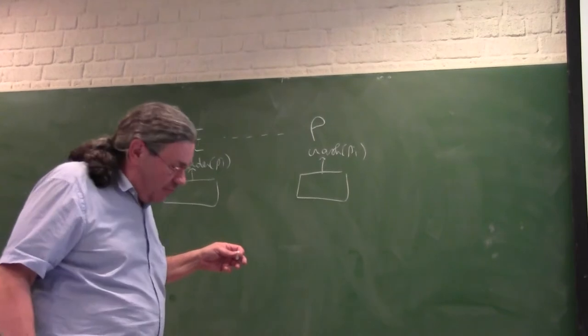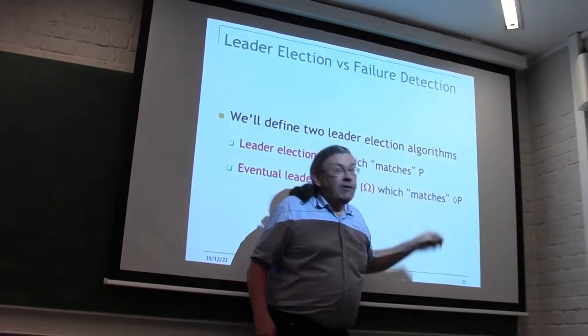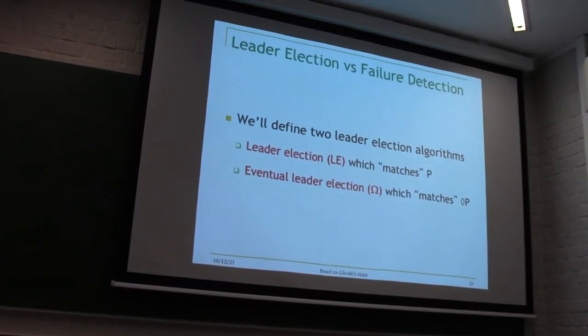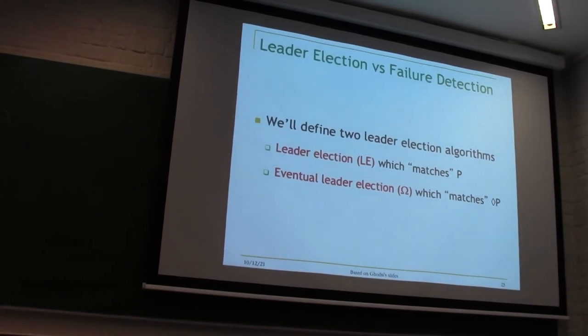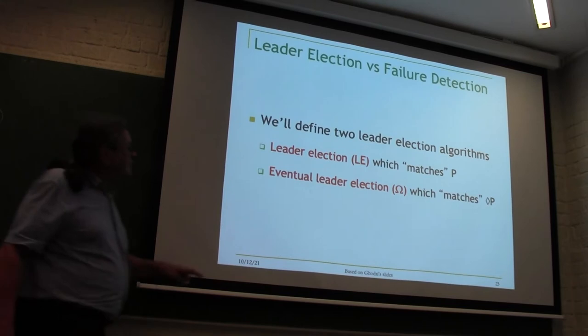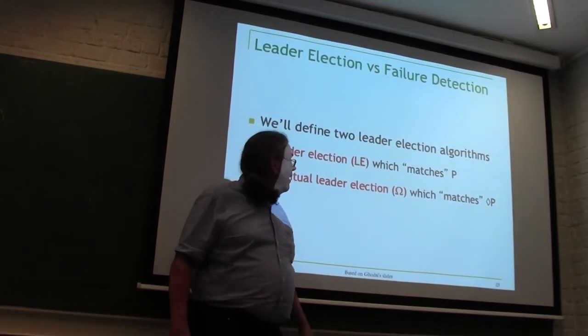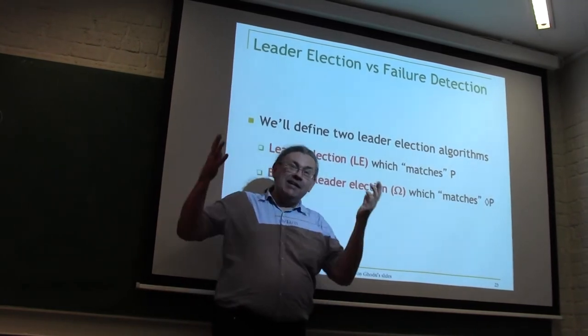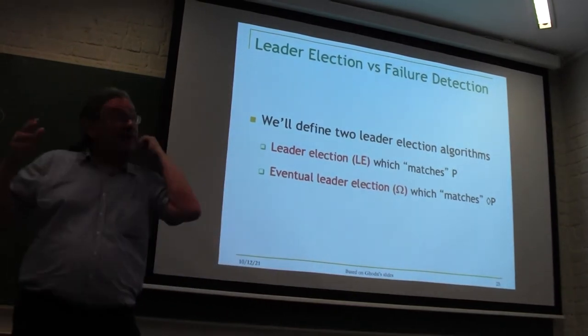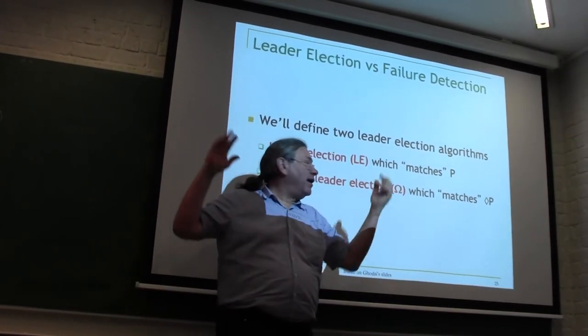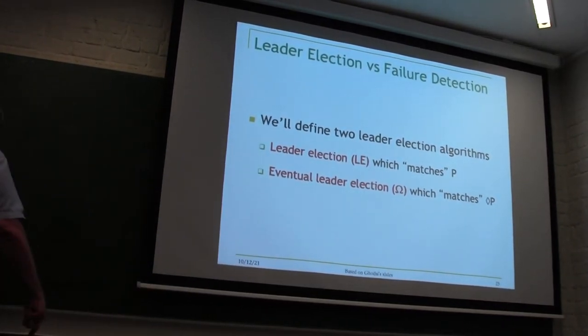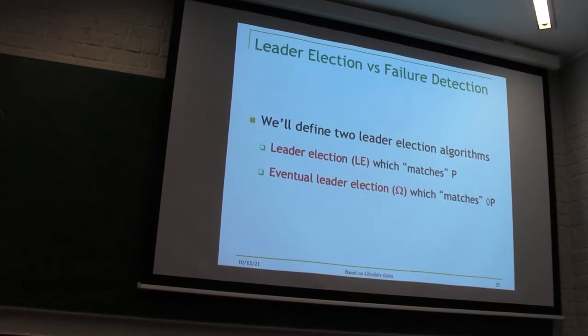So we're going to define two algorithms. Leader election, which is like P, and then another one called eventual leader election, which is like eventual P. Eventual leader election is written with a capital omega. Why is that? Again, this is all shrapnel coming from the 1990s. In those days, this was called omega, but it will be somehow similar to eventually P. I hope this gives you some better intuition on how you use these things and how you make algorithms. So we're going to define two algorithms, but I'm going to start with leader election.